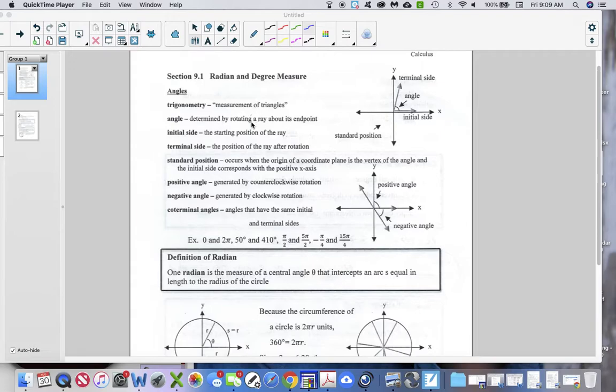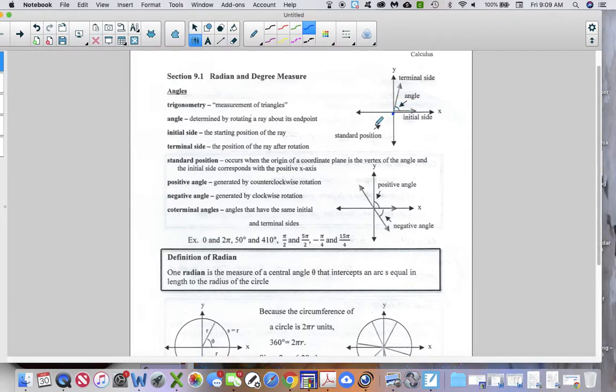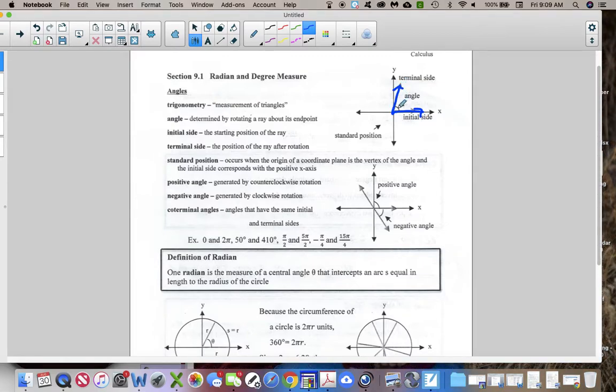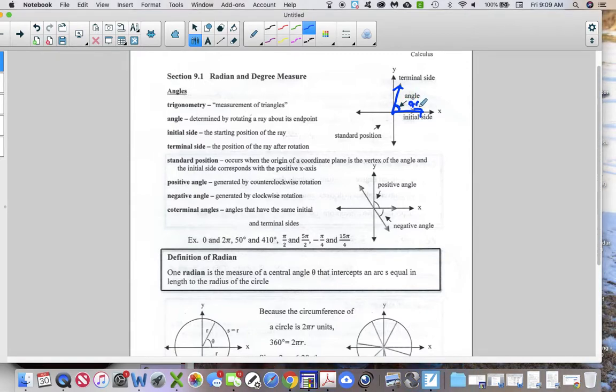Trigonometry is the measure of triangles. Angles are determined by rotating a ray about its endpoint. And it's really important when we talk about rotating an angle because we have something called an initial side, which, when you have something in standard position, is on the positive x-axis, and then you're rotating the angle counterclockwise all the way around. So this might be your terminal side, and then your angle would be measured by this. This is probably maybe 70 or 80 degrees, because a right angle would be this right angle right here.